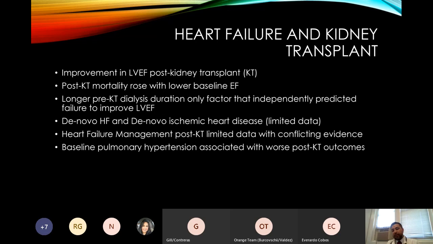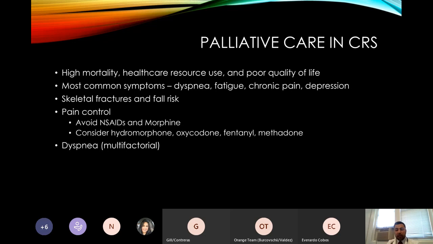So in terms of heart failure and kidney transplant, there is improvement in the left ventricular ejection fraction post-kidney transplant, but post-kidney transplant mortality rose with a lower baseline ejection fraction. A longer pre-kidney transplant dialysis duration was the only factor that independently predicted failure to improve LVEF. In terms of de novo heart failure and de novo ischemic heart disease, there's still limited data with kidney transplants. Heart failure management post-kidney transplant has limited data also with conflicting evidence, and baseline pulmonary hypertension is associated with worse post-kidney transplant outcomes. Palliative care and cardiorenal syndrome.